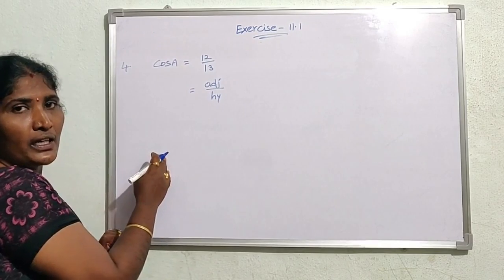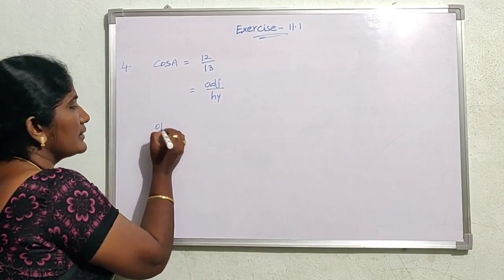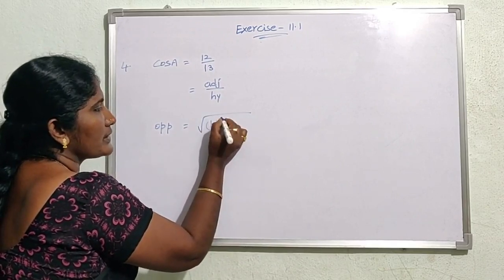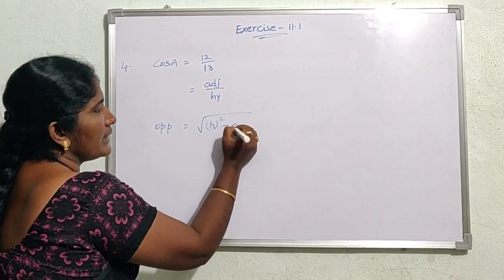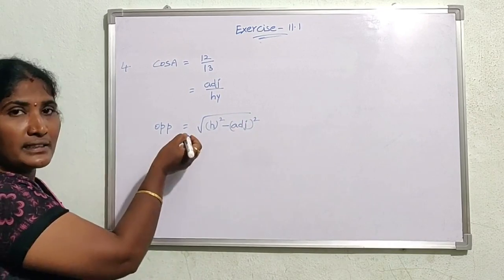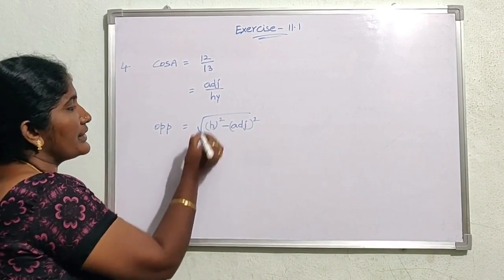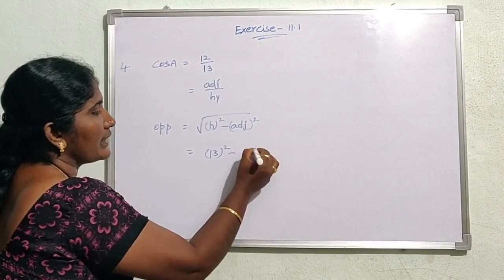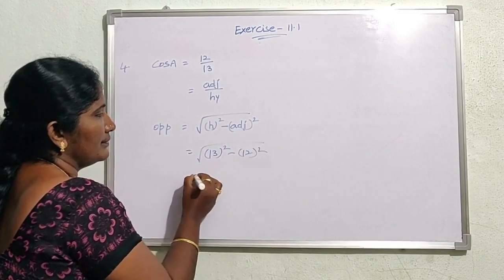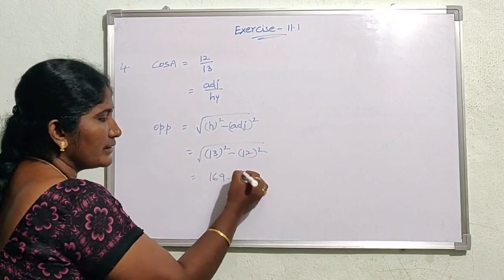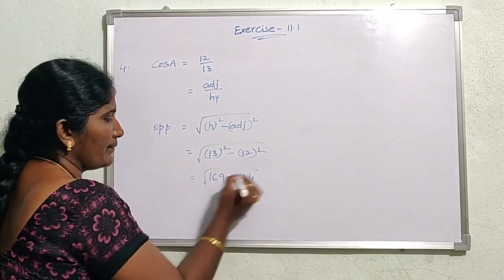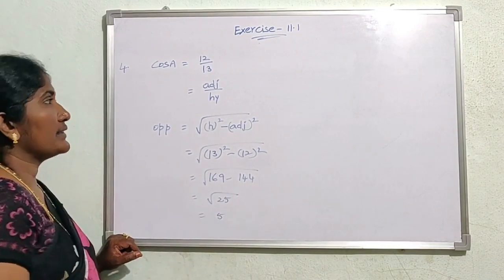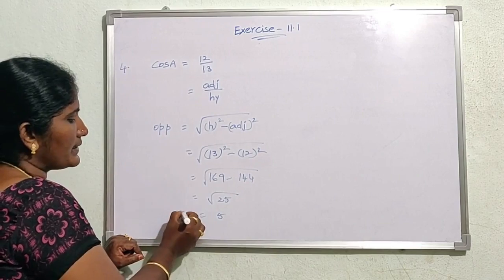Now we want to find out opposite. Opposite side is equal to root of hypotenuse square minus adjacent square. This is nothing but Pythagoras theorem, which is hypotenuse 13, adjacent 12. 13 square 169, 12 square 144. Root of 25, which is 5 units. This is the opposite side.